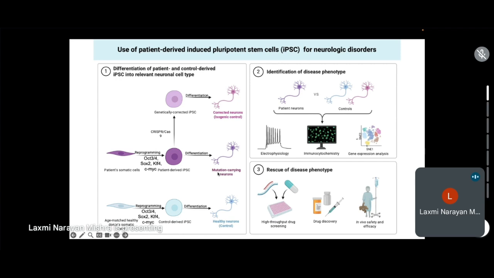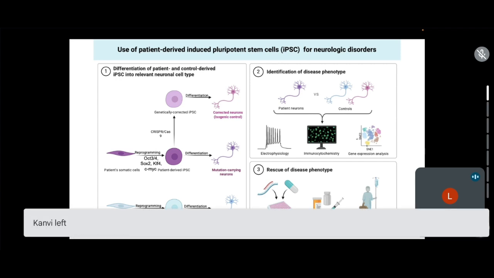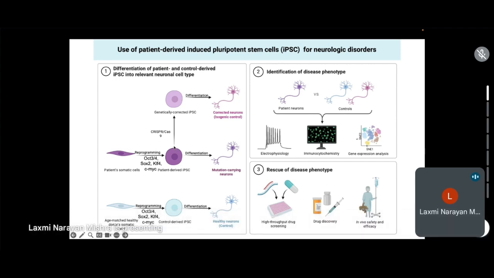If there are mutated neurons, if the mutation is present in the patient, we will have mutated neurons differentiated also. But at the same time, we can use CRISPR-Cas9 to correct those mutations. At least 3 different scientists on this platform have presented about CRISPR-Cas9, a method of gene editing where we can correct the mutations.